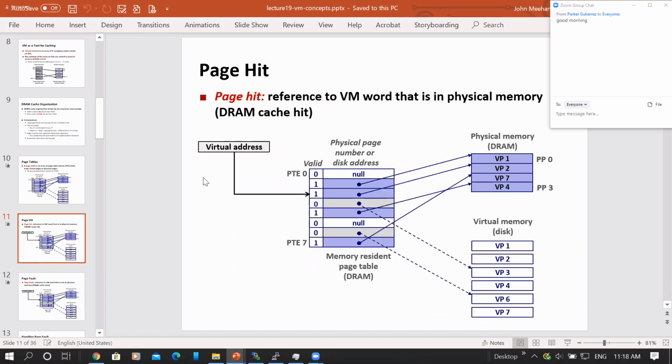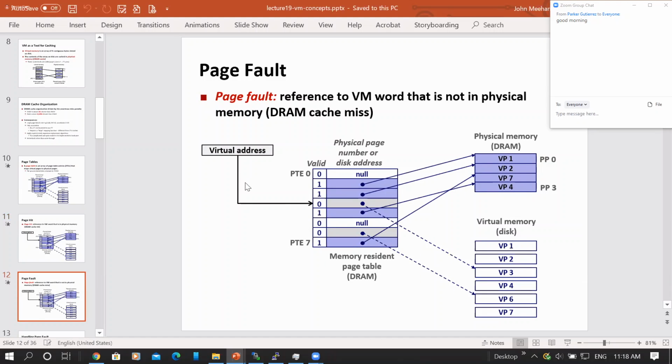So let's look at an example of what's going on here. Just like any other cache, you could have hits and misses, right? So if I generate a virtual address that's currently mapped to some physical page, then I hit, and I can access it. But if I generate an address for this slice of the virtual address space, it isn't currently mapped to any physical page in memory, and that's called a page fault.